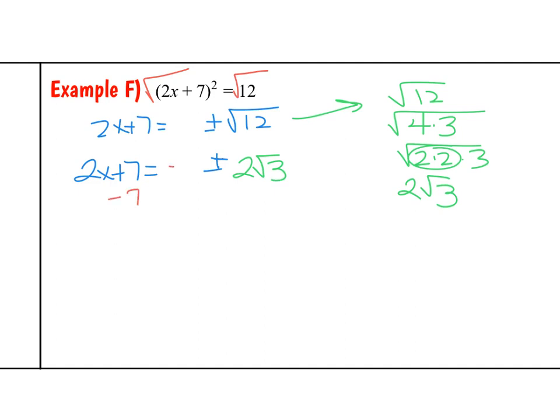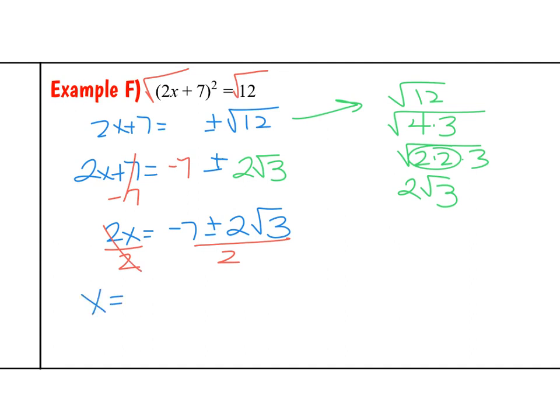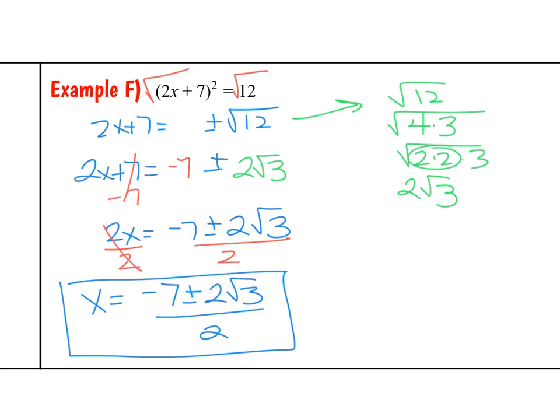Next, we subtract 7 from both sides. So we get 2x equals negative 7 plus or minus 2 root 3. And the last thing is we're going to divide both sides by 2 to isolate that x. So x equals negative 7 plus or minus 2 root 3 over 2. And that is done. Okay?